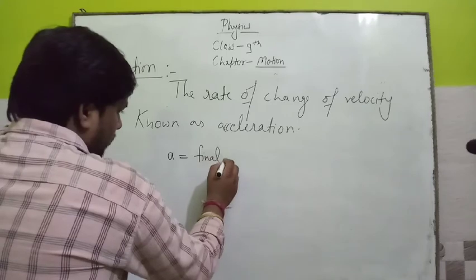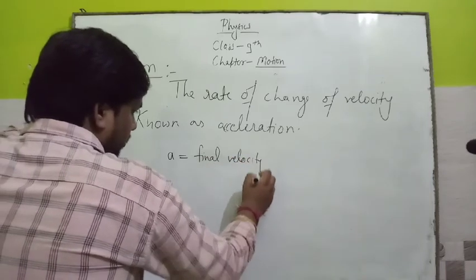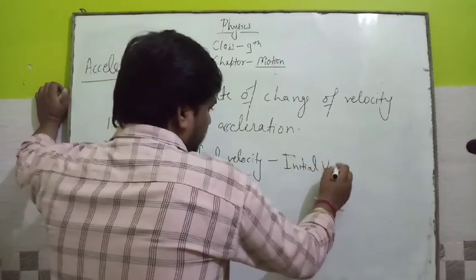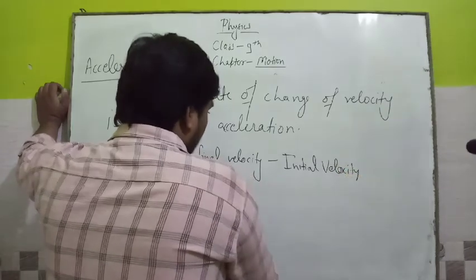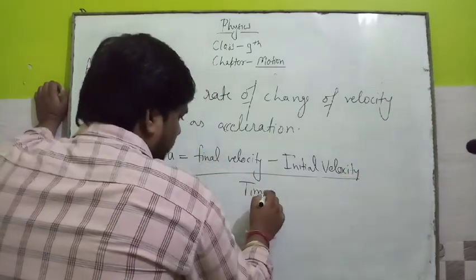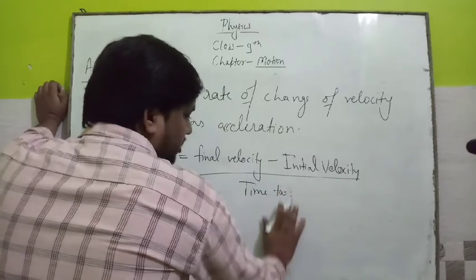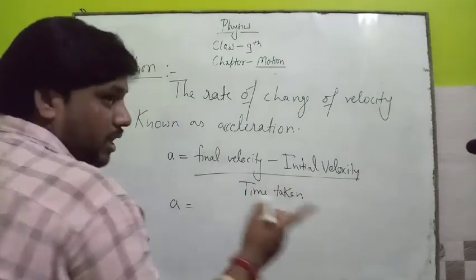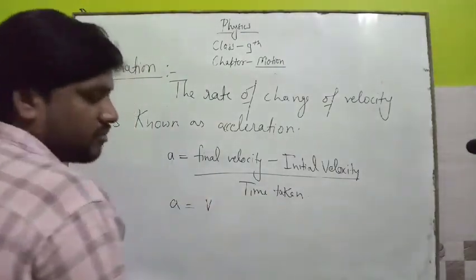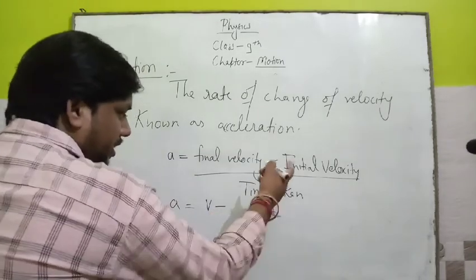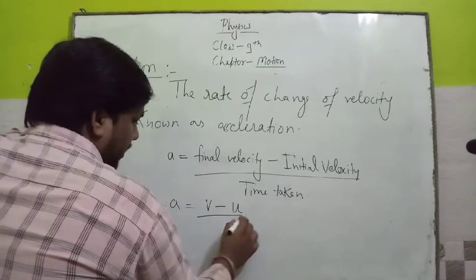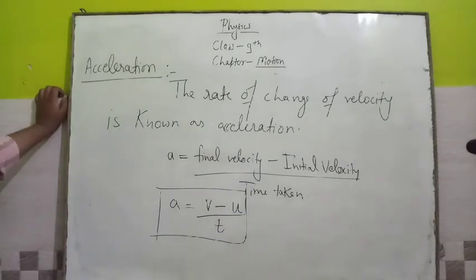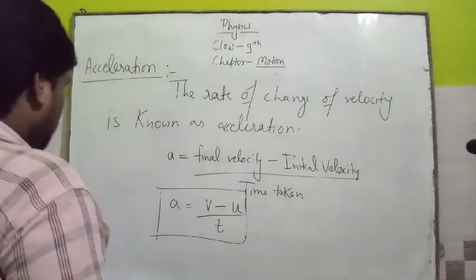Final velocity minus initial velocity upon time taken, meaning how much time that change took. Clear? And you write here in symbolized form: final velocity is represented by small v, initial velocity is represented by small u, and time is represented by t. So your formula is this: a is equal to v minus u upon t. Clear all of you? Okay.